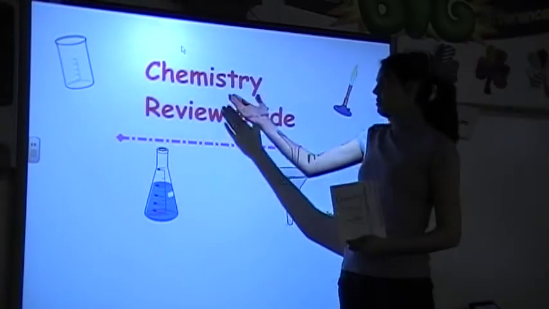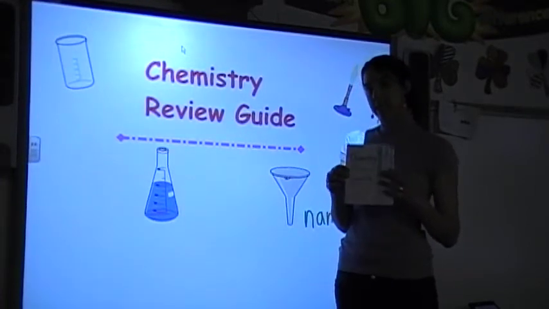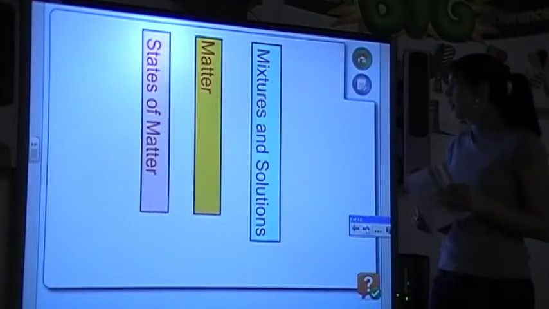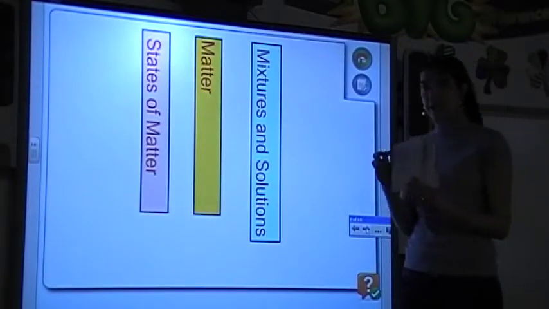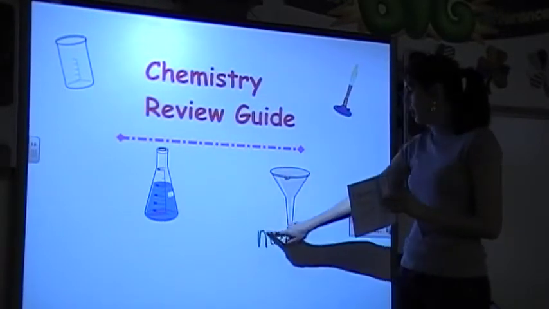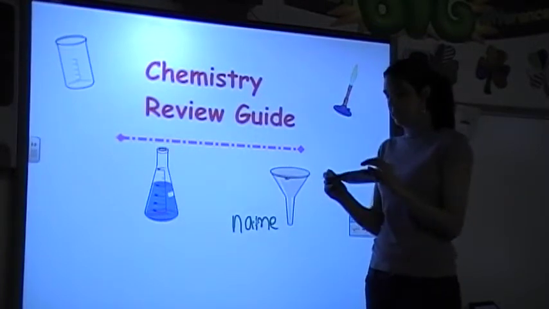Next, students are going to make a chemistry review guide to use for projects and activities and also to help them to study for the test. To begin, students will set up their review guide by decorating the cover, which we showed. Then I also put for students to remember to write their name at the cover of the study guide.